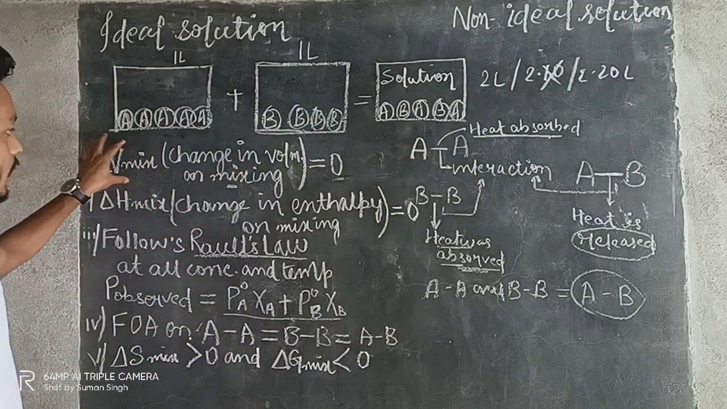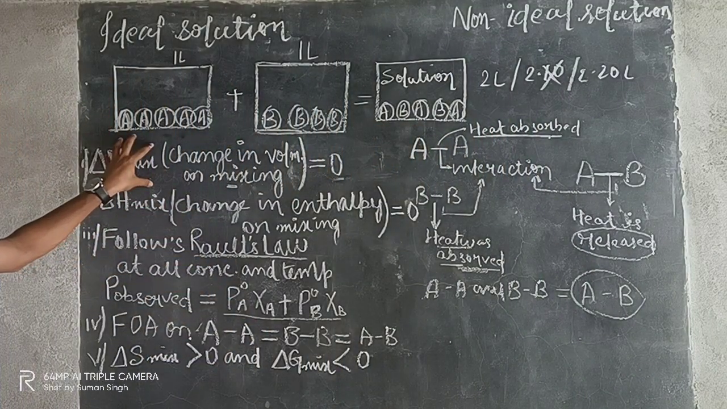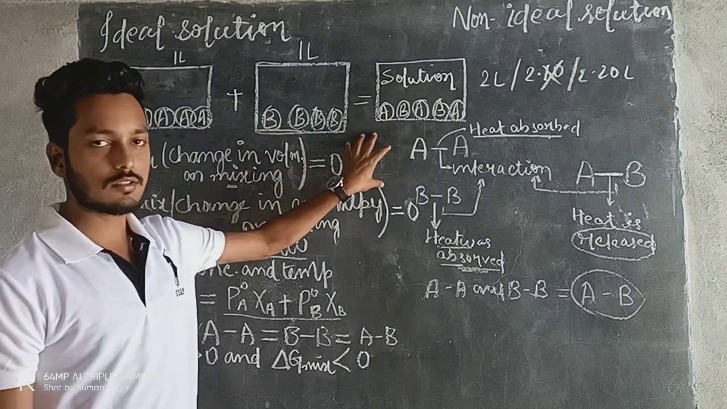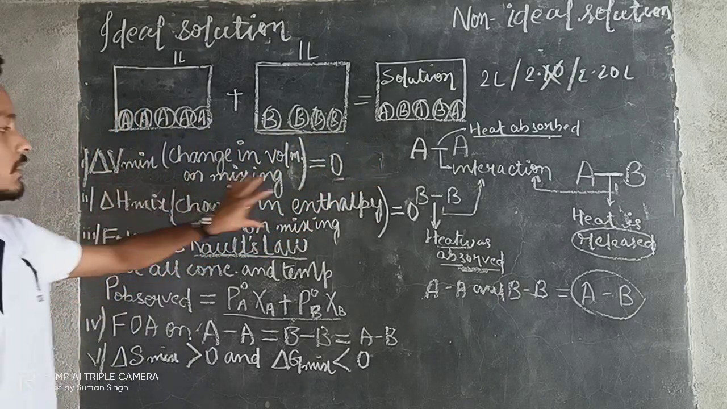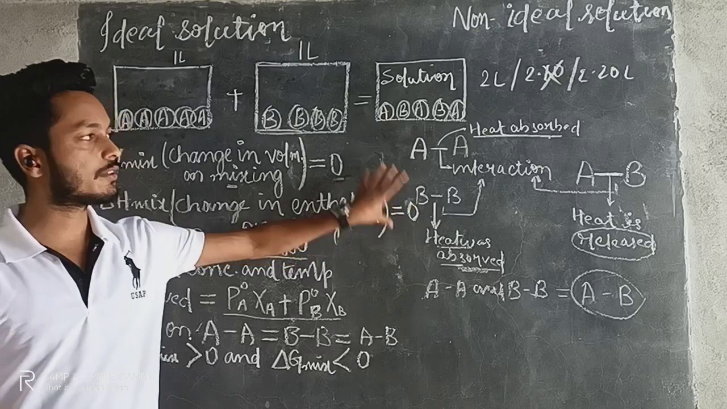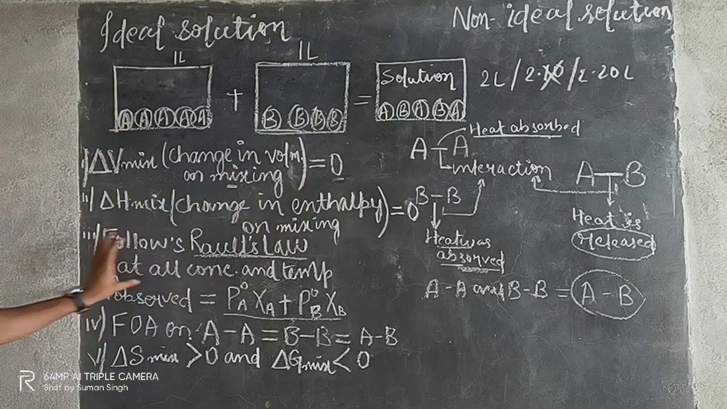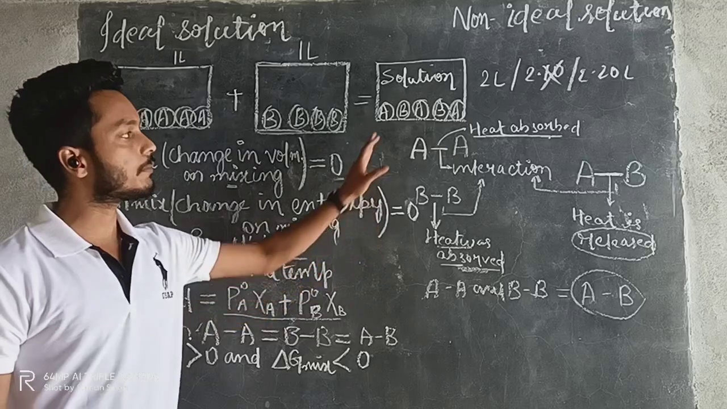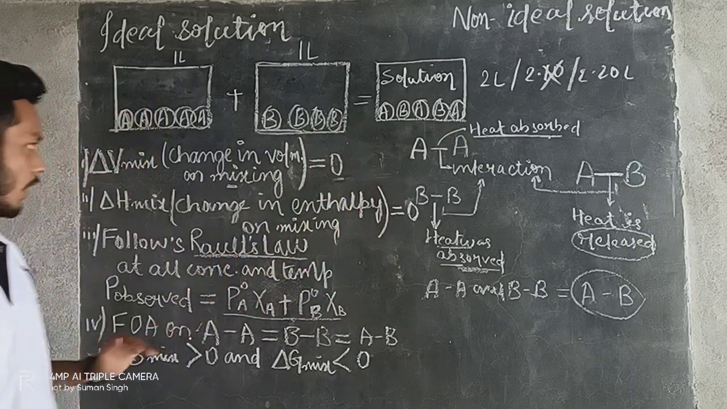First condition is del V mixing. If there is no change in volume on mixing, then it is called an ideal solution. If del H mixing, meaning the change in enthalpy on mixing, is 0, at that time it is also an ideal solution. If it follows Raoult's law at all concentrations and temperatures, then also it is an ideal solution.